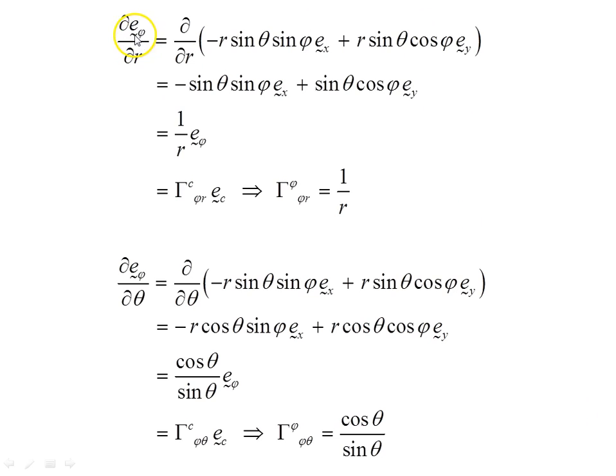Next one, the basis vector in the phi direction, partial derivative of that with respect to r, that's d/dr of this object. That gives us this, which is 1 on r times e phi, so this Christoffel symbol then must be 1 on r. Same basis vector again, this time partial derivative with respect to theta, d/d theta of this object, gives us this one. And again, that's cos theta on sine theta times e phi. So this Christoffel symbol is cos theta on sine theta.